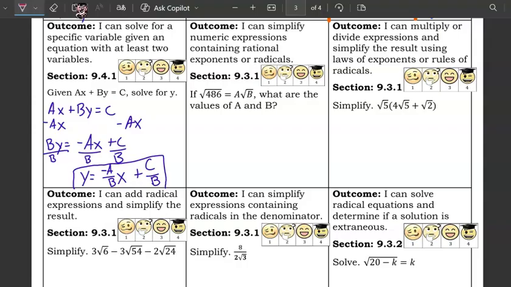Outcome: I can simplify numeric expressions containing rational exponents or radicals. If the square root of 486 equals a square root of b, what are the values of a and b? We want to try to take out the perfect squares, such as 4, 9, 25, and 49. These are the most common ones that you can take out.